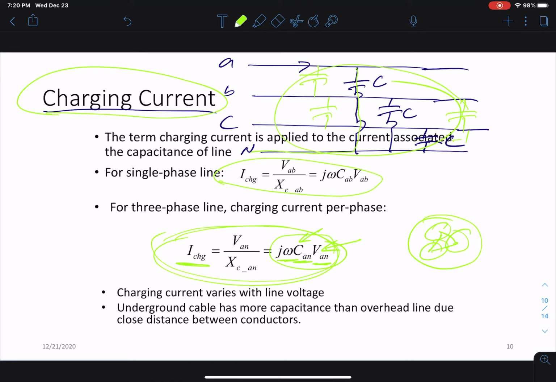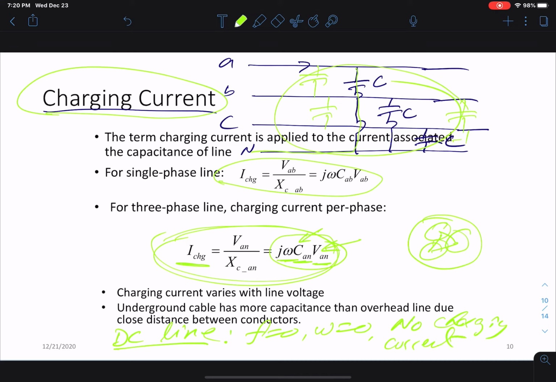So let's say you have a DC line now. In a DC line, your frequency is 0, that means omega is 0. So there is no charging current. So if you go underground, it's better to go with the DC line because a DC line doesn't have any charging current. Frequency is 0, and that will make your charging current 0. So that's why for underground lines, mostly DC is preferable for long distance, not AC.